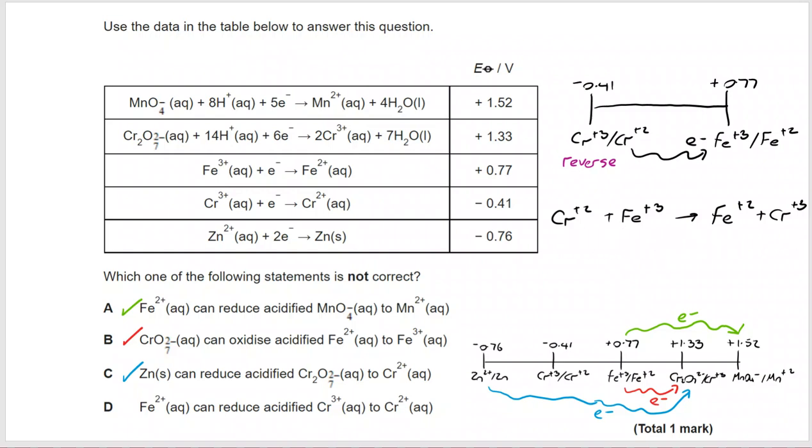What we can actually see here is that the reverse is true of the statement in D. Therefore, the correct answer, being incorrect, is D.